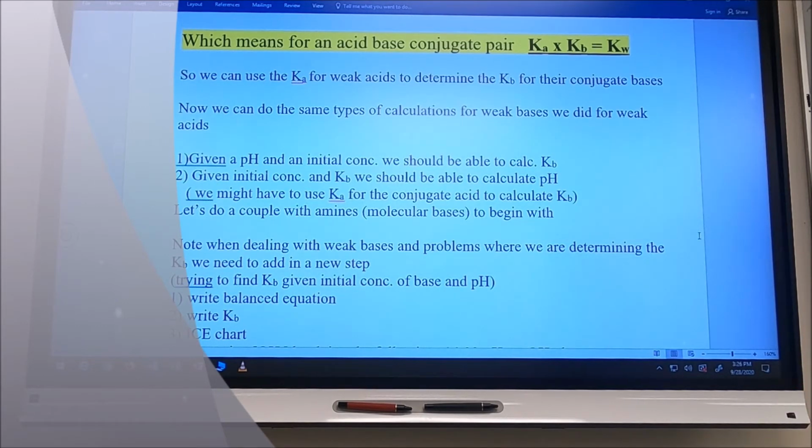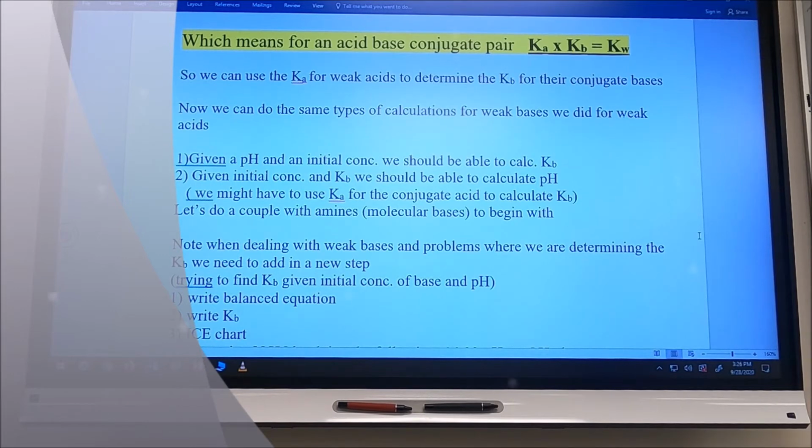Given pH and initial concentration, we ought to be able to calculate Kb. Given initial concentration and Kb, we ought to be able to calculate pH. Now, we might have to use a Ka for a weak acid to find the Kb for its conjugate base. So let's do a couple of molecular bases, amines, and then we'll move on and do some anion weak bases.